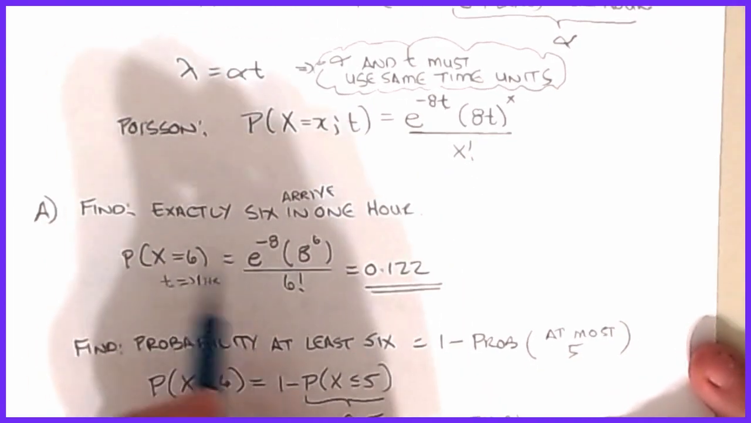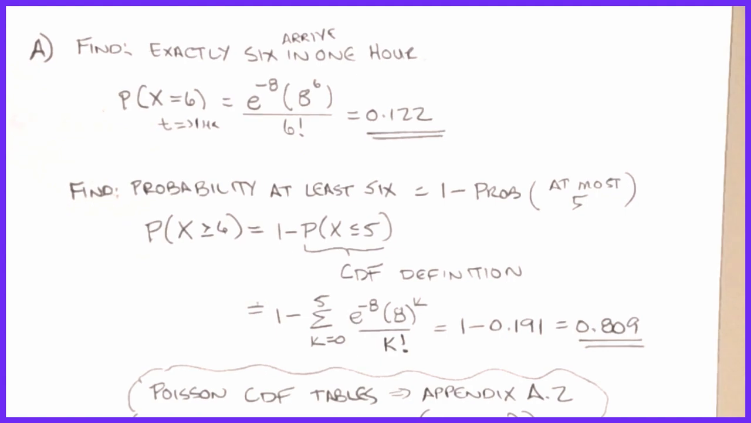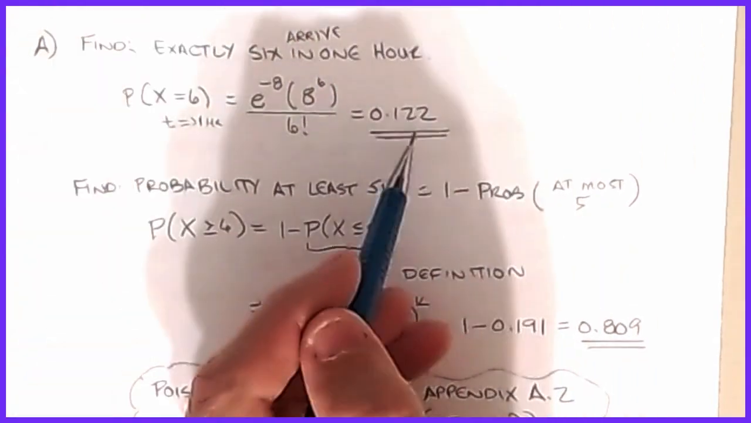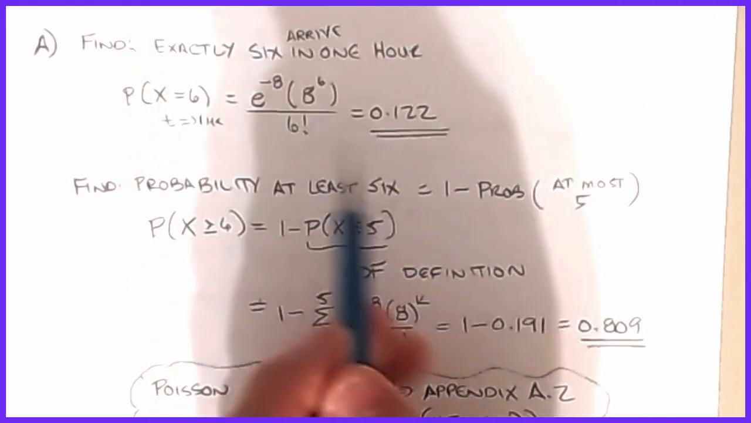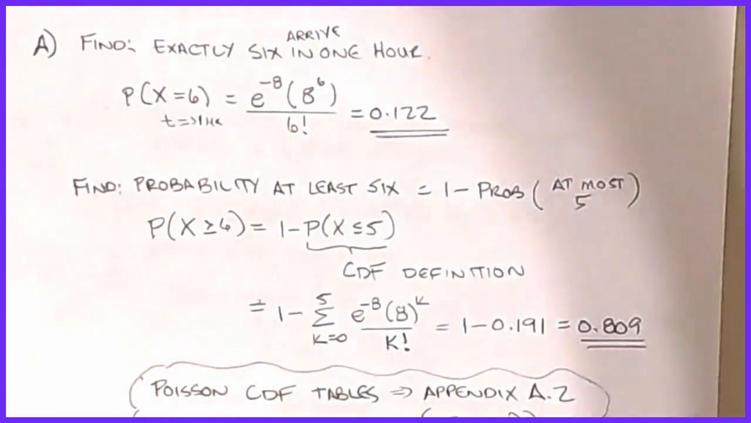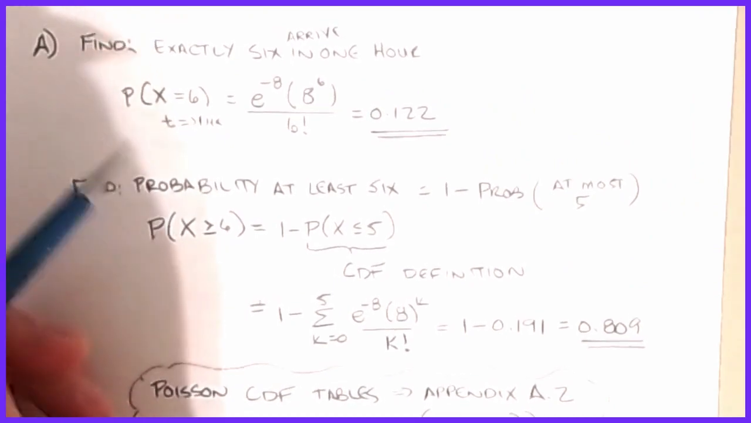And so we can say that based off of this distribution, we would have a probability of 0.122 for 6 arriving in 1 hour. Okay, and again, as this number gets bigger, that one goes down. This is a skewed distribution, if you will. It's skewed more towards the lower numbers than it is toward the higher ones.